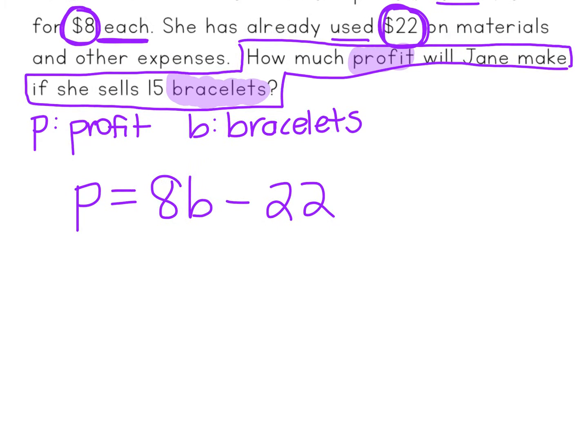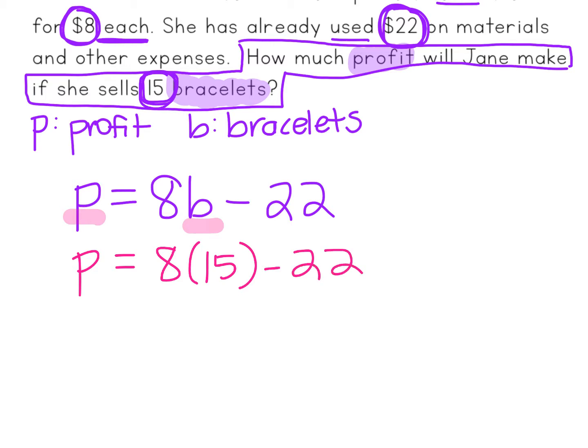The last step of CUBES is S for solve. It's asking us how much profit will she make if she sells 15 bracelets. So that 15, there's really only two options. Either you can plug it in for P or for B. You have to read carefully and see where you need to plug it in. Since it's referring to bracelets, we're going to plug it in where the B is at. So instead of B, we're going to write 15 here. Then just by plugging this into your calculator, you don't have to do any mental math. It should come out to 98.